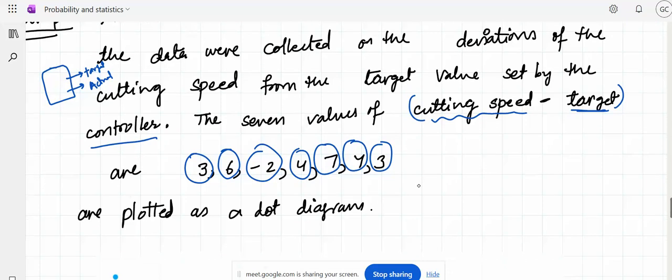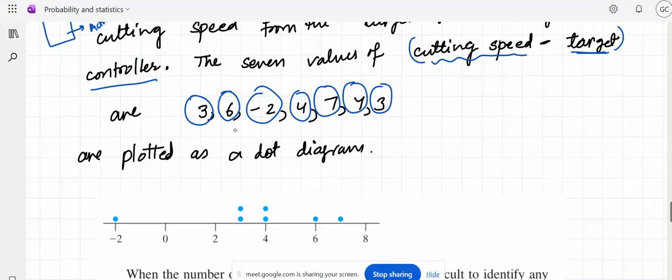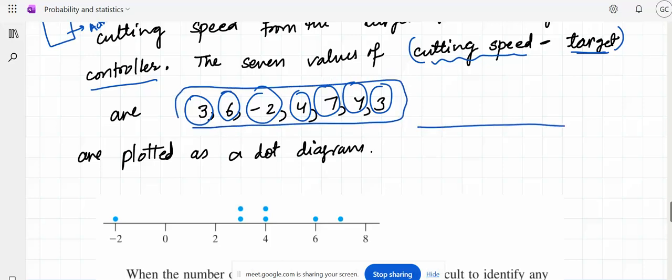So now, how will I make a dot diagram? I will note these values and plot them on a line. For example, here I see minus 2 is there, so I put a minus 2 here. Then I have to make sense, so minus 1, then 0, then 1, then 2, then 3, then 4, then 5, then 6, then 7, then 8. Right? Now I will go and see. Minus 2 is 1 time, so I'll just put 1 dot.